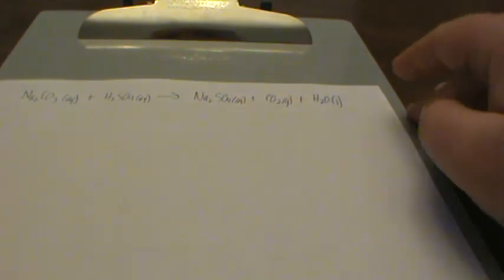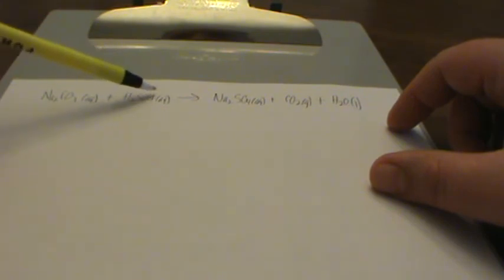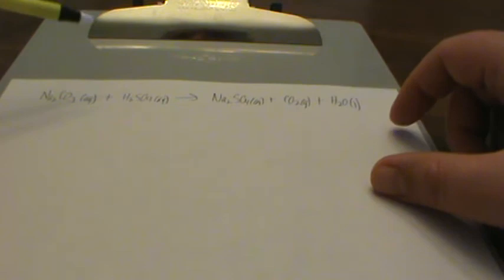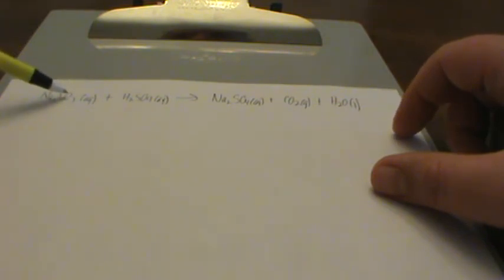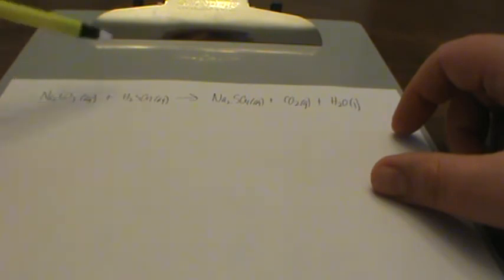Alright, so now let's look to see if it's balanced. 2 sodium, 1 carbon, 1 carbon, 1 sulfate, 1 sulfate, looking pretty good. Then we have 3 oxygens minus the 4 from the sulfate. So O2 plus O, 3 oxygens, 2 hydrogens, 2 hydrogens. So it's balanced for us.